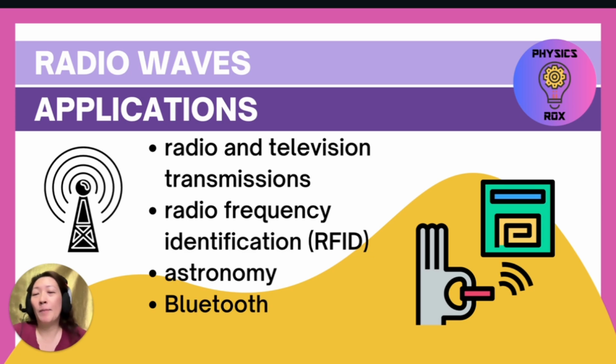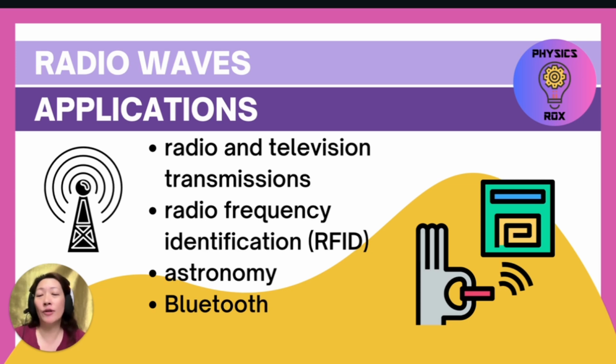Some of the applications of radio waves include radio and television transmissions. Obviously, the term radio comes from radio waves, and radio waves are excellent when it comes to broadcasting and communications. For example, when you're listening to the radio in your car or you're watching free television channels, that means the channels which you can watch using an aerial, you don't need satellite communications for that. Those are using radio waves for the broadcasting signals.